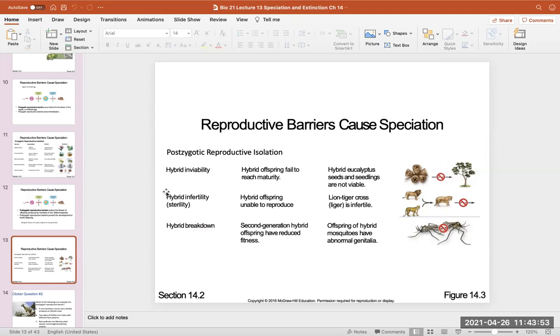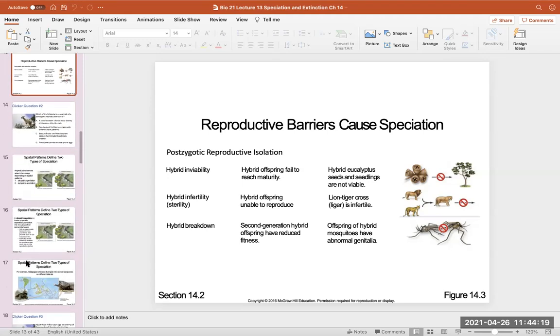First thing, you will have to be able to tell me which 3 barriers are post-zygotic. I might give you a list, and you have to pick the ones that are post-zygotic. Then you have to know what each one of these means. And I might give you an example. I might say you have a lion and a tiger, you make a liger, which post-zygotic barrier applies here? Then you're going to say hybrid infertility. I'll tell you if they're able to reproduce or not. So those are some important ones. Make flashcards on these.